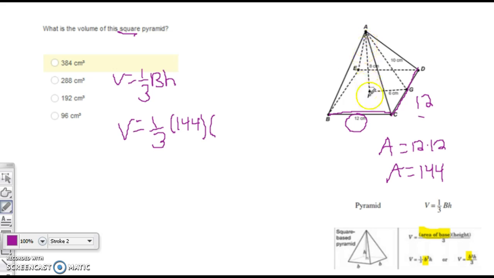And the height, it looks like, is 8. So let me calculate that out. And I get 384 centimeters cubed.